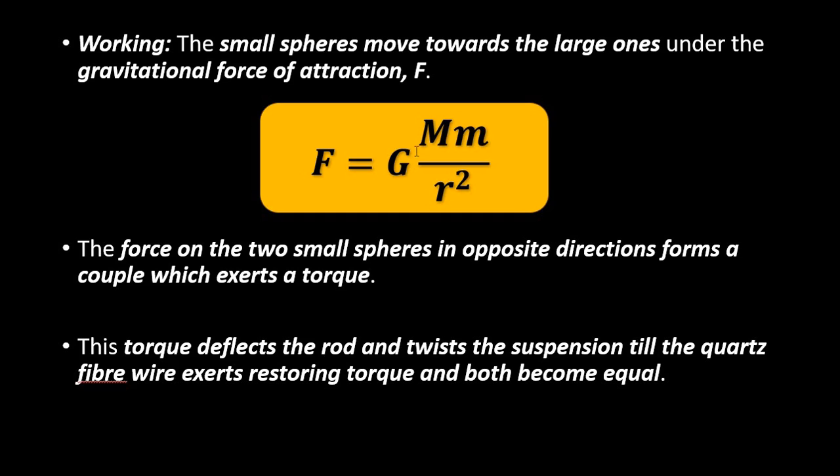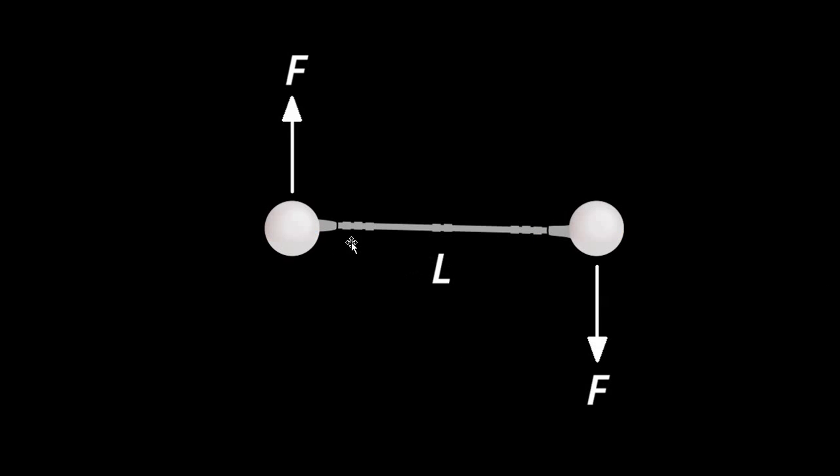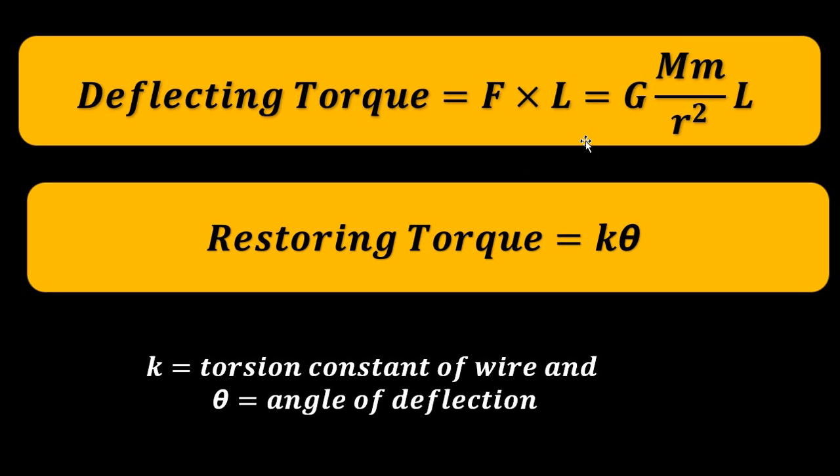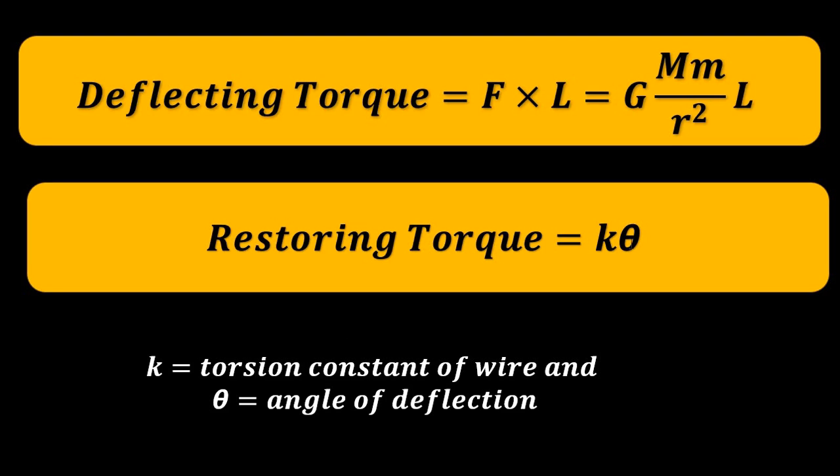Okay, the value is G·M·m/r², and the deflecting torque, which is F into the length of the rod, the force multiplied with the length, is equal to G·M·m/r² times L. The restoring torque of the quartz fiber wire is equal to kθ, where k is the torsion constant of the wire. It comes with the specification sheet. Whenever you are using a particular wire for experimental purposes, the torsion constant of that wire is given.